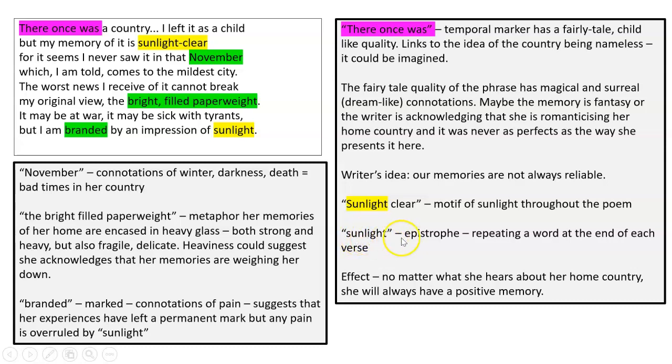Now you'll notice as we look on through the verses that the word sunlight is repeated at the end of every verse. This is called an epistrophe. This is like repeating a word at the end of each verse. So it's just a type of repetition. You can just call it repetition. That's fine. But the fact that the writer has chosen to use it at the end of every verse is this idea that no matter what happens, no matter what she hears, she holds on to this positive memory, and that is the thing that remains.